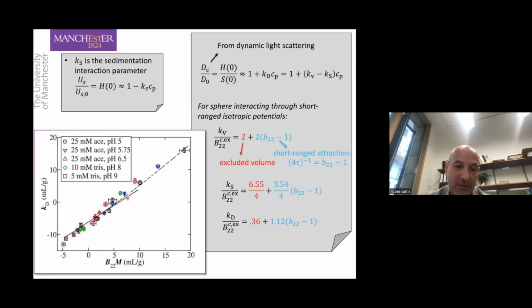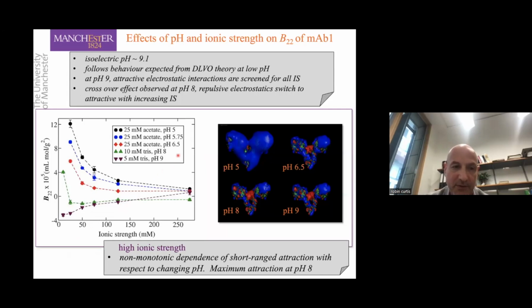If you go to very large values of the virial coefficient, then you start having double layer forces, and there is a solution for the effect of double layer forces on the sedimentation interaction parameter as well. So we can use these for simplified systems. We can use both the kD and B22 measurements for measuring interactions. And here I just show how interactions depend upon ionic strength and pH.